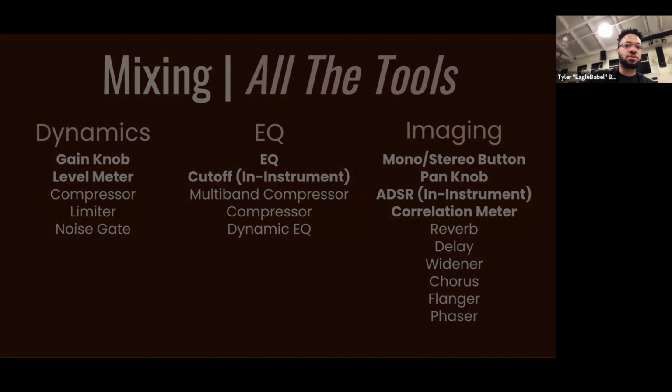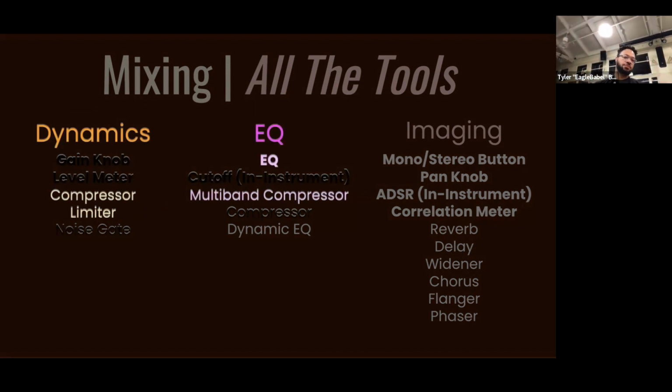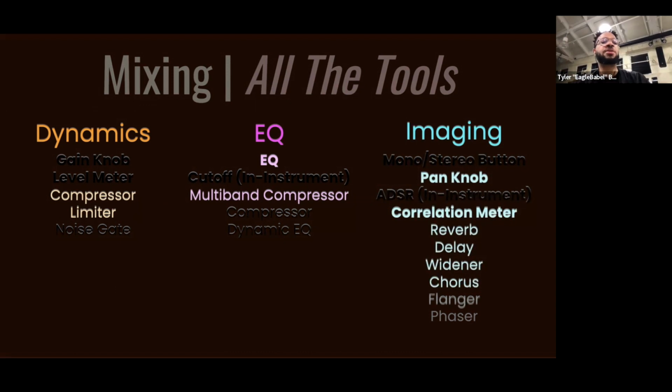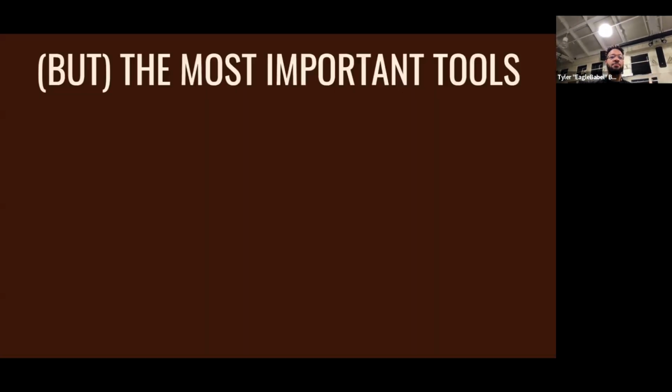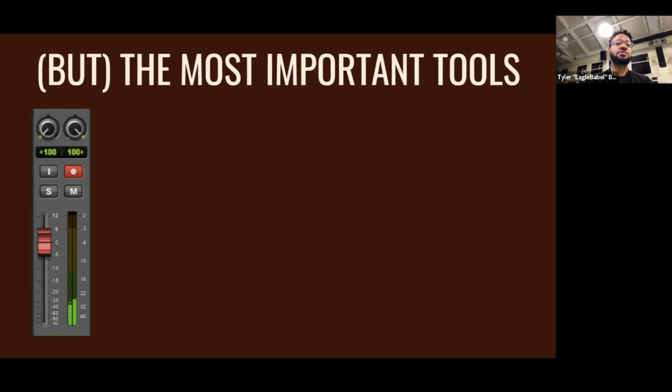Let's focus on these tools for this session. In dynamics, we're going to focus on compressors and limiters. In EQ, we're going to focus on an EQ and a multi-band compressor. And in imaging, we're going to focus on pan knob, correlation meter, reverb, delay, widener, chorus, flanger. Okay, but before we do that, still your most important tools.